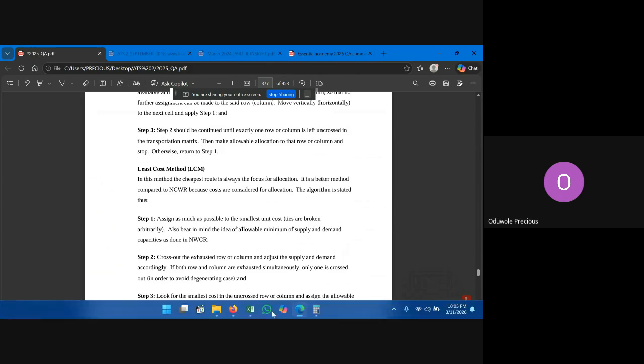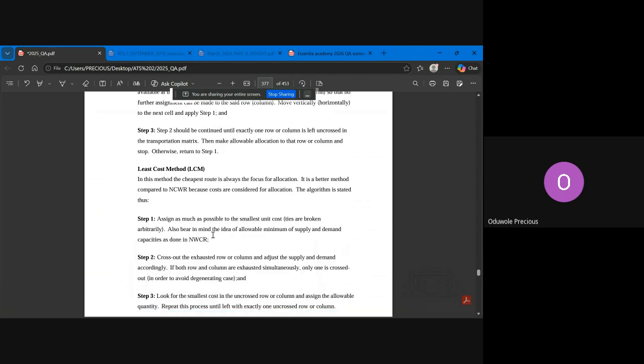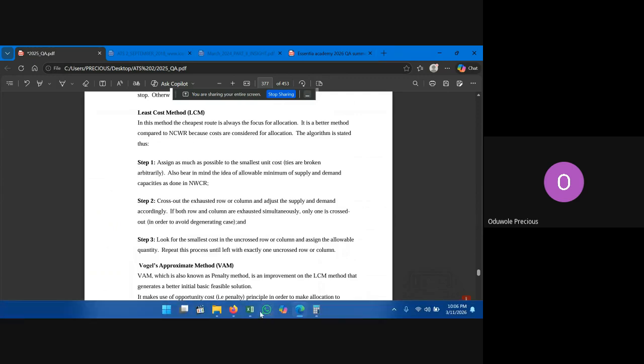So it is a better method compared to northwest because costs are considered for allocation. Let me read that again. It's a better method compared to northwest corner method because costs are considered for allocation. Yes. So, like I said, you start from this least cost, then you keep on exhausting all the rows and columns till you finish. Let's jump into it.